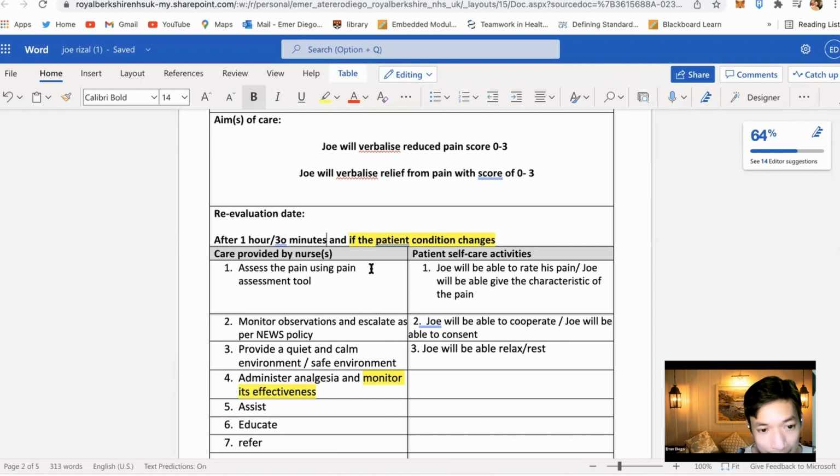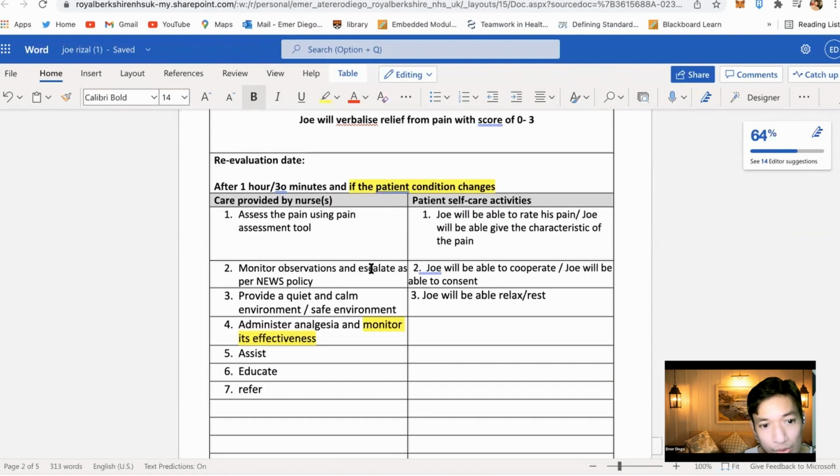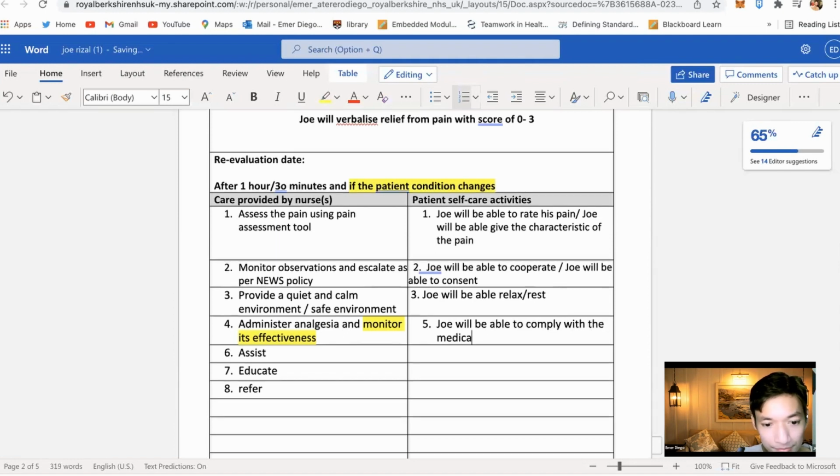On your examination, what are we going to write in this section then? Joe will be able to comply with the medication. Yeah, medication. So this is one of the examples for your patient's healthcare activities. Well done, guys. Thank you for your participation. Thank you for helping me out.